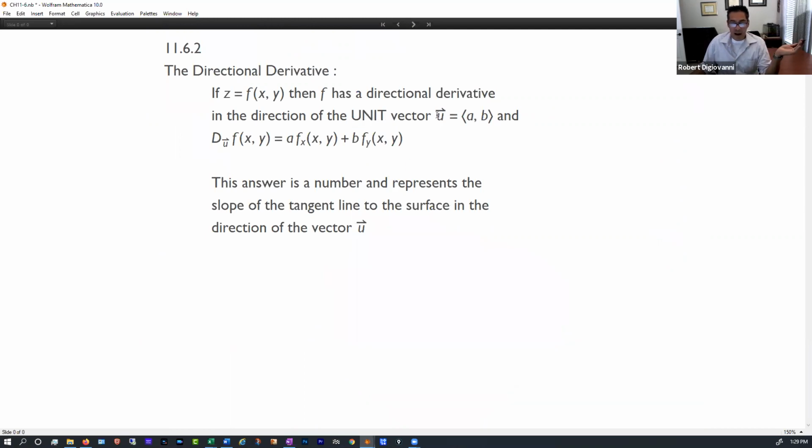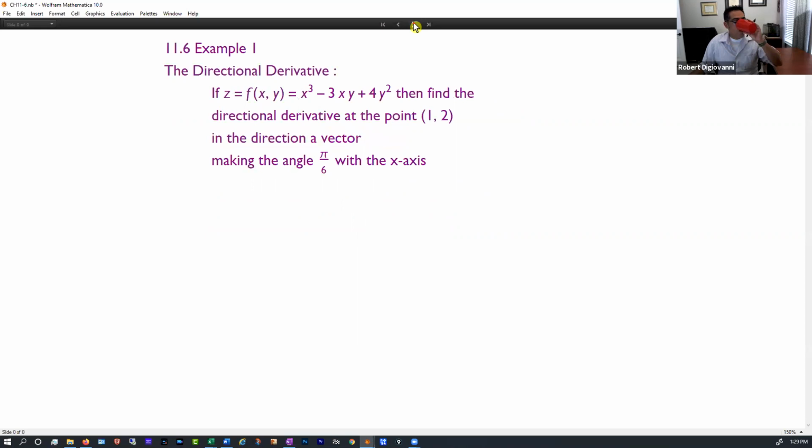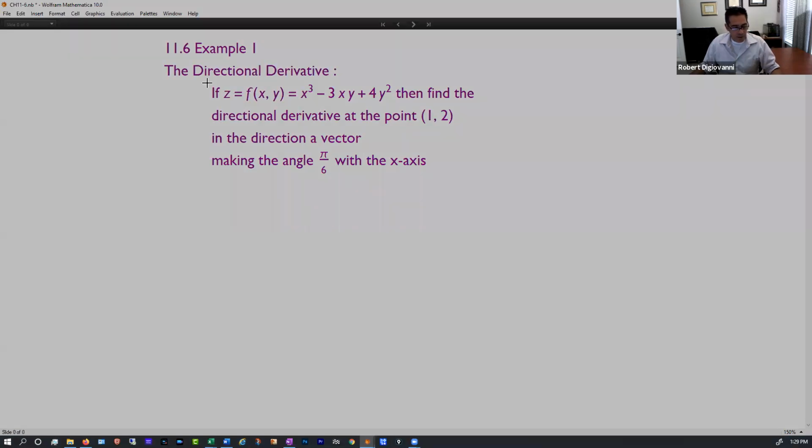So let's say you have a direction vector, which we are going to call the vector AB. Then the directional derivative, which is the slope of the tangent line we're looking for, is just a times the partial of f with respect to x plus b times the partial of f with respect to y. That's what it is. We're going to do an example.